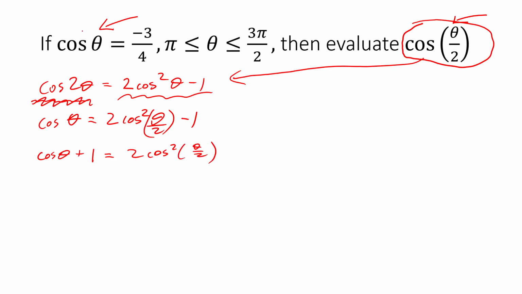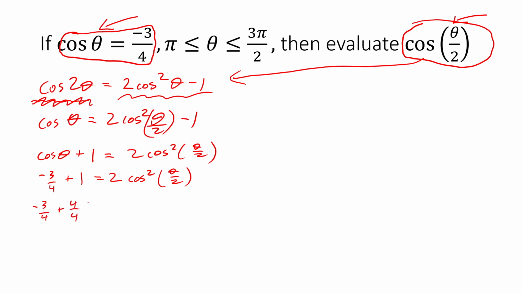Now, at this point, we might say, well, we actually know what the cos of theta is. It's negative 3 over 4, so let's plug that in. Negative 3 over 4 plus 1 is equal to 2 times cos squared of theta over 2. Well, 1 is the same as 4 over 4. And negative 3 over 4 plus 4 over 4 is equal to 1 over 4. So 1 over 4 is equal to 2 cos squared theta over 2.